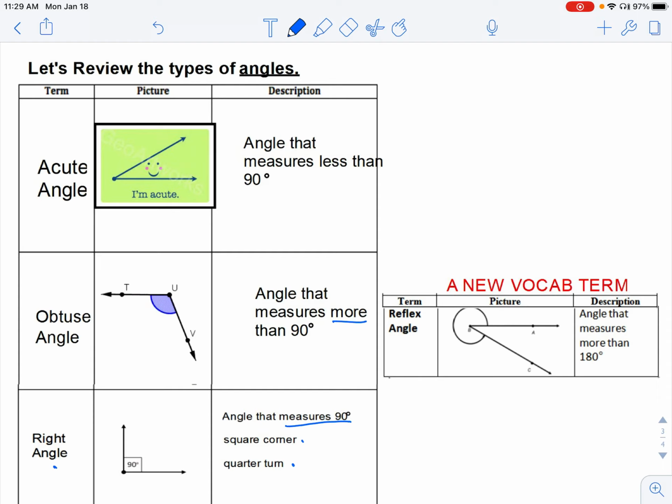And here's a new vocab term for you. Perhaps you've heard it before, but this is the first time I'm discussing it with you. A reflex angle. Say that with me. A reflex angle. And that is an angle that measures more than 180 degrees. So this would be 180 when I got to here, a straight line, but it keeps going even farther, so that's a reflex angle.